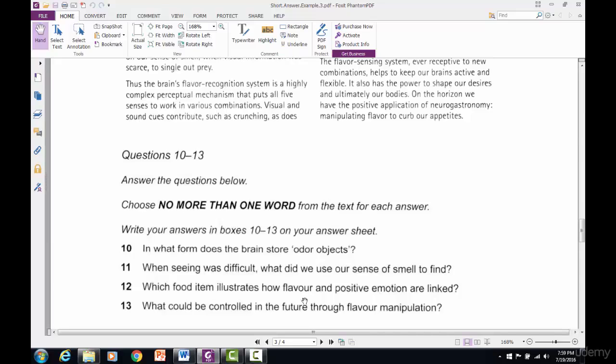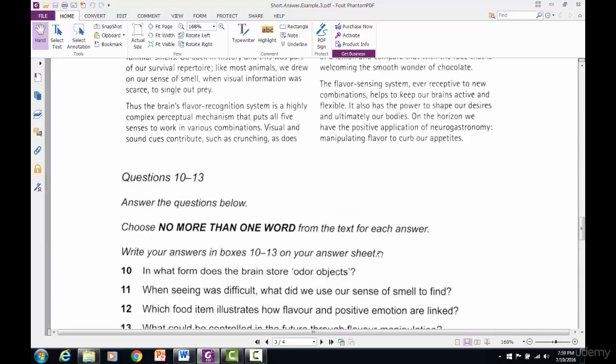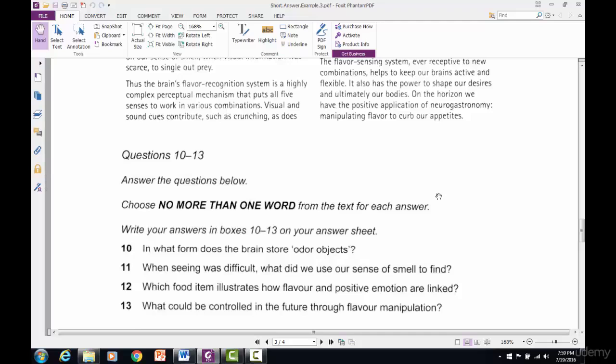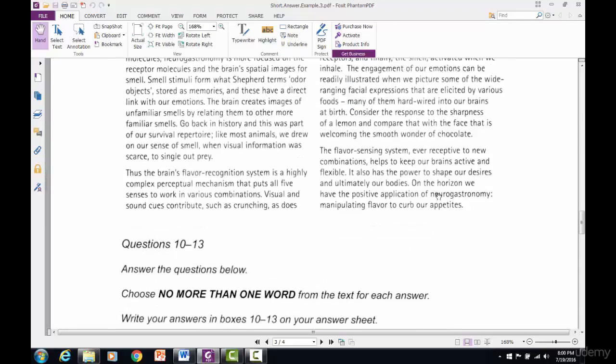Which food item illustrates how flavor and positive emotion are linked? Again, it goes in order, so that means number 12 has to come after. And I'm looking for a food item, so that's going to be pretty easy to find. Here, lemon. All right, lemon and chocolate. And it says, which food item illustrates how flavor and positive emotion are linked? Positive emotion.